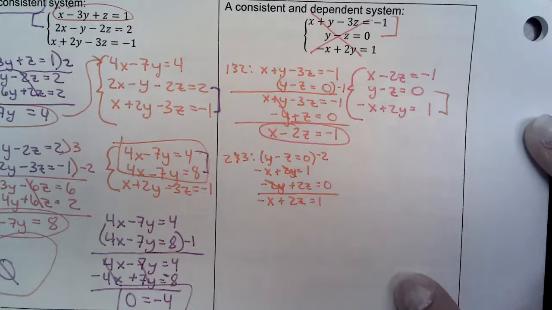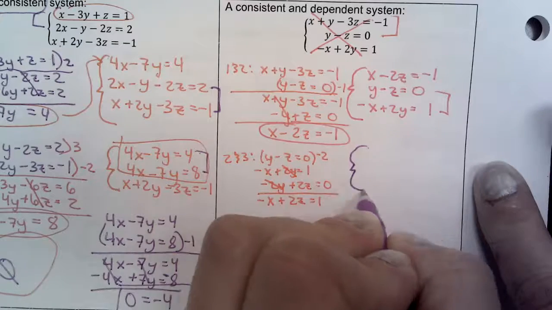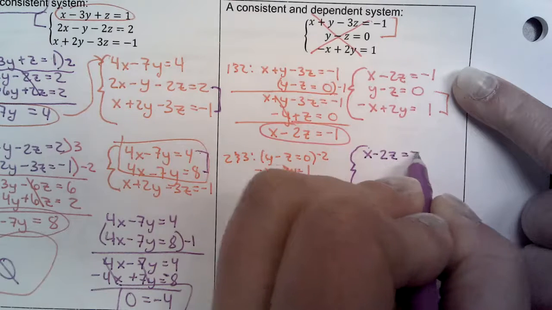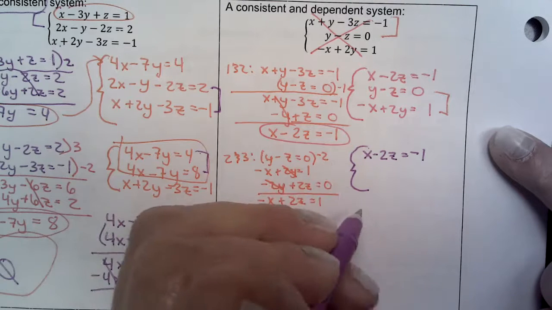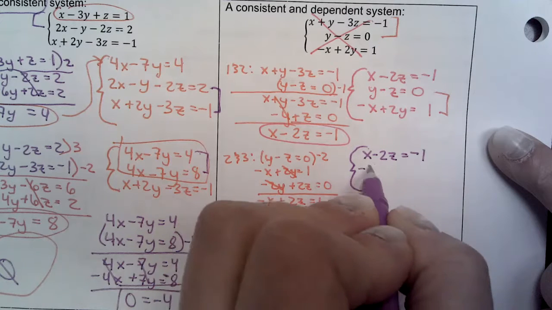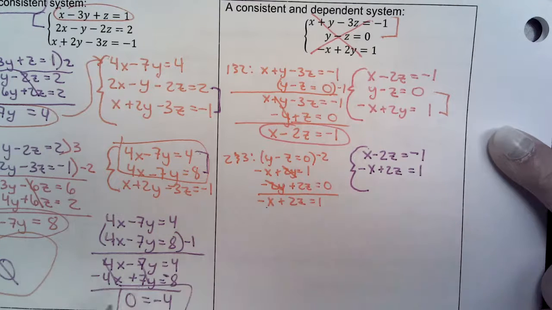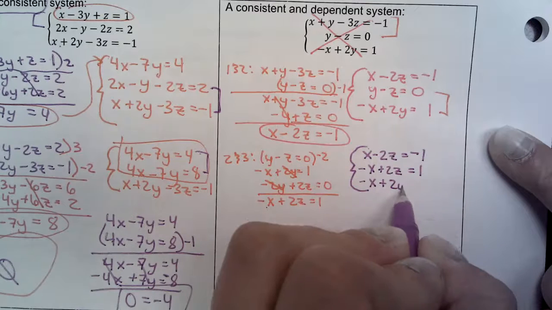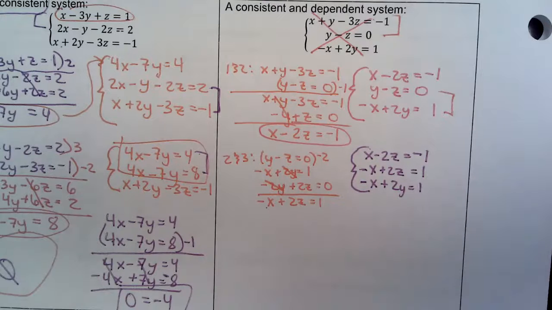Now just like I've been doing, I have to write my new system. My first equation I had already replaced, so it stays. My second equation is the one that I'm going to replace this time, so that's going to be replaced with this: negative x plus 2z equals 1. And then my third equation stays what it was in my last one, negative x plus 2y equals 1. We never replace the same one twice. That's why I'm always doing this in a particular order.